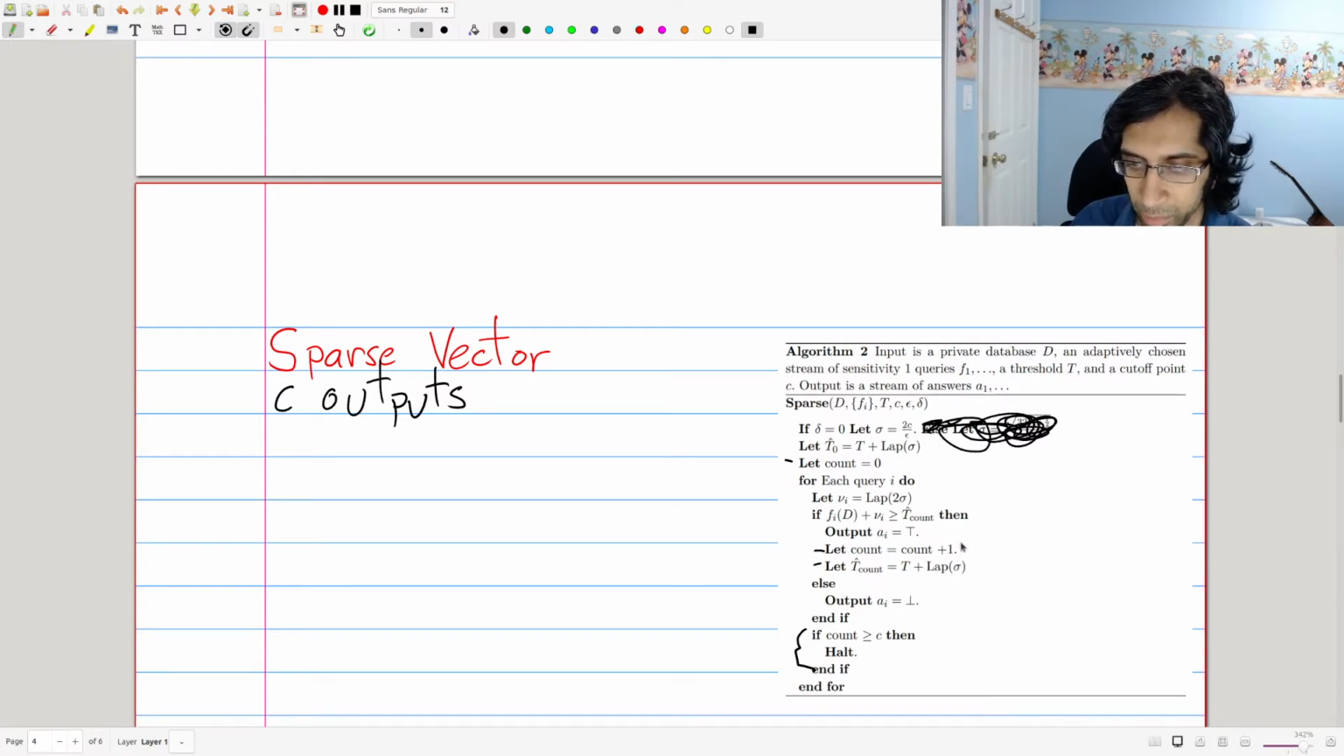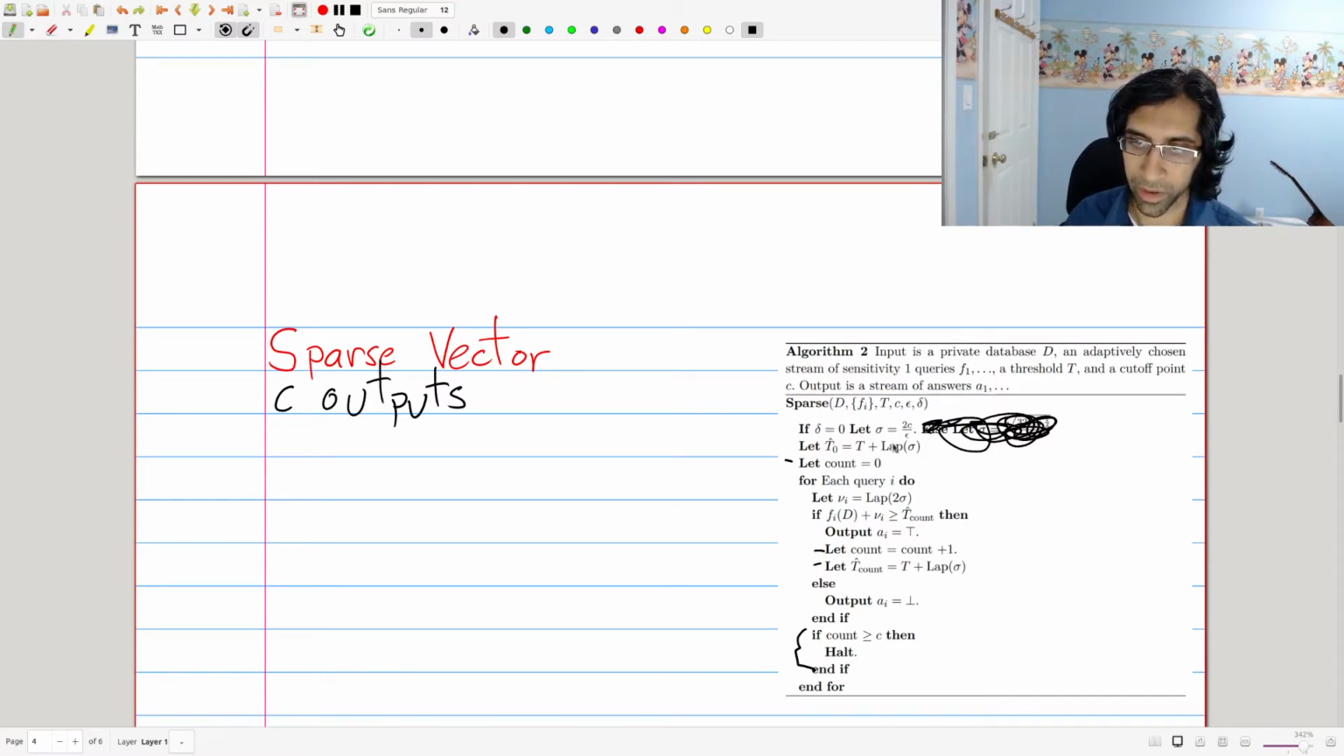And by that, I mean we increment count, first of all, but then we re-randomize the threshold and then continue. We essentially just keep going, and keep going, until eventually count is greater than or equal to C, and then we halt. Essentially, this says you're running above threshold C times in a row. So once you reach the Cth iteration and you find the Cth discovery, then you halt. So this is exactly just C runs of above threshold in a row.